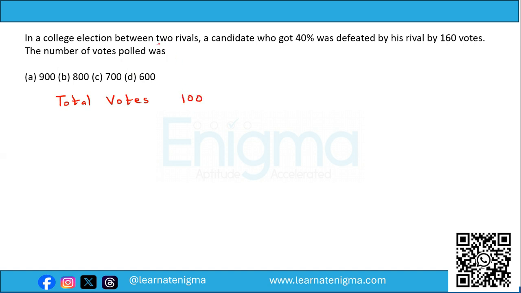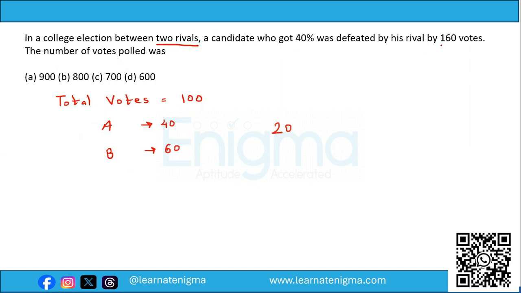Now, the main thing here is that there are only two rivals, so two candidates. One candidate got 40 votes. So let's assume that A got 40 votes. As there are only two candidates, the second candidate must have got 60 votes because the total votes we have assumed to be 100. Now, according to our assumption, A is getting defeated by 20 votes, 60 minus 40.